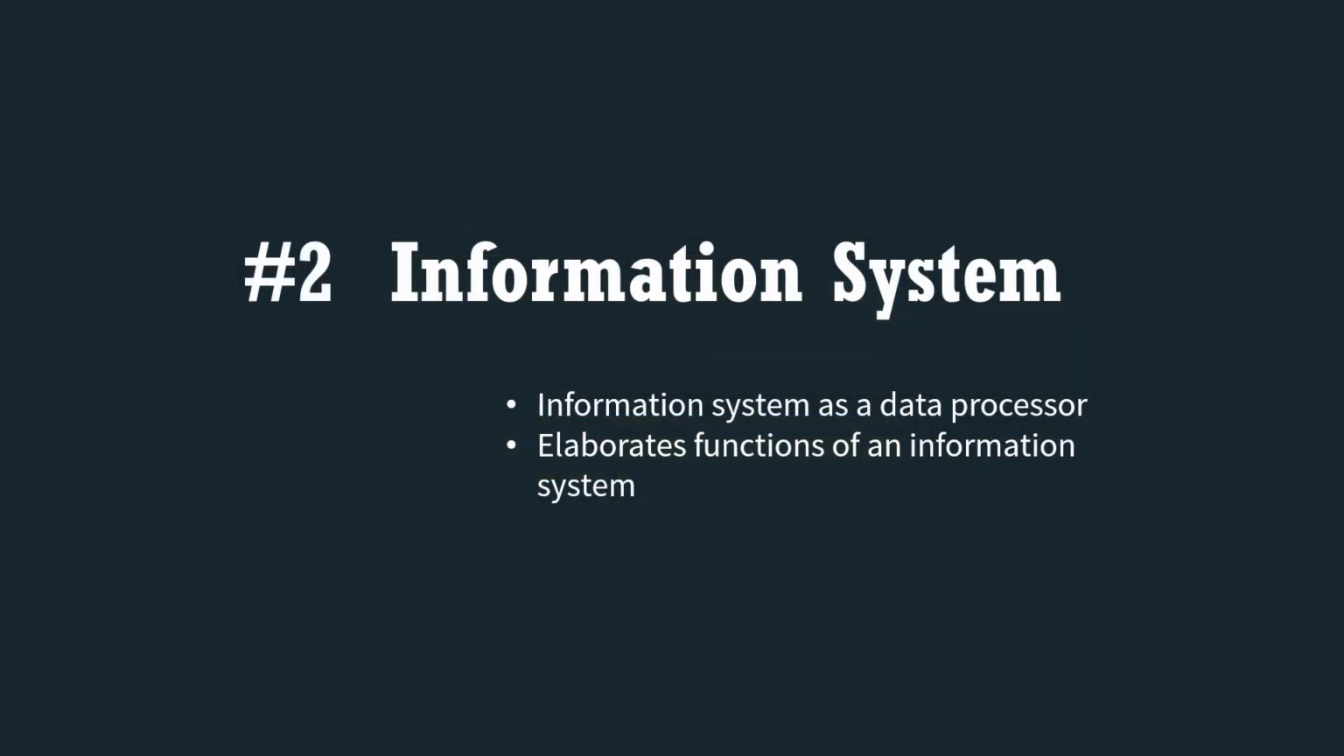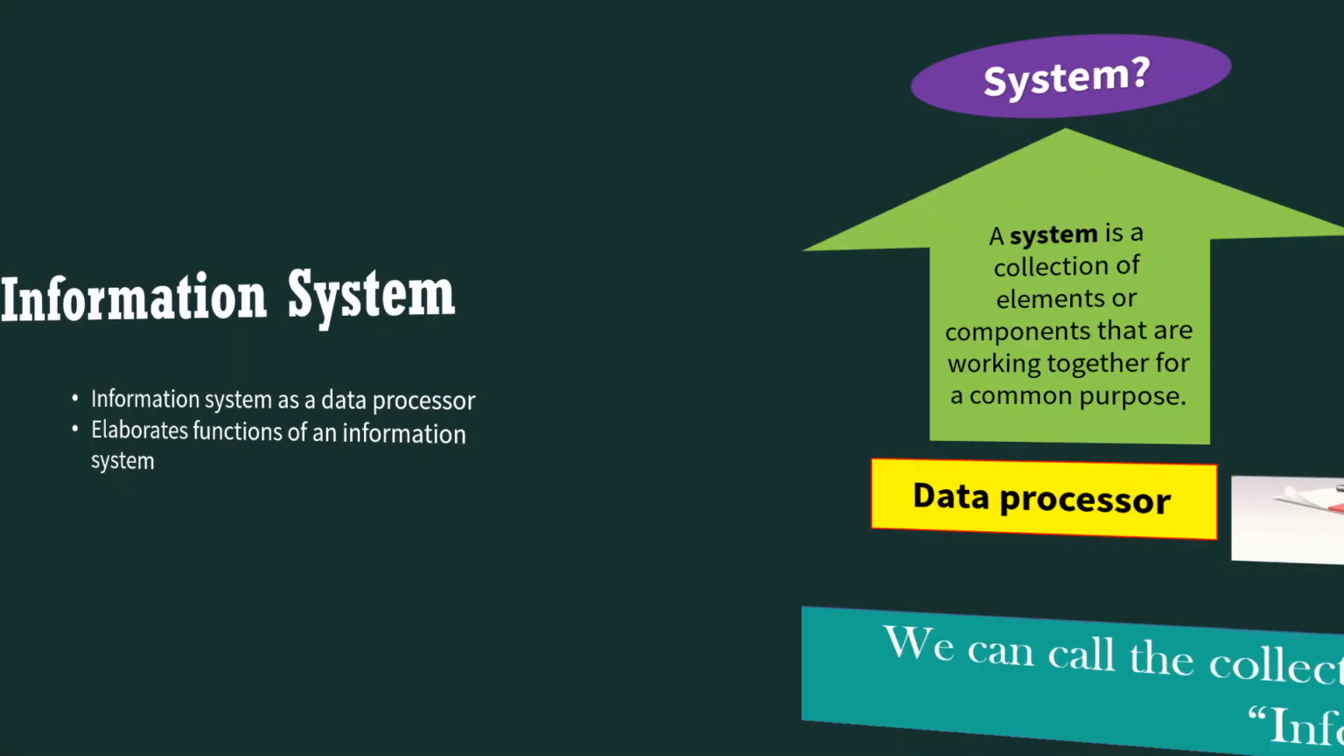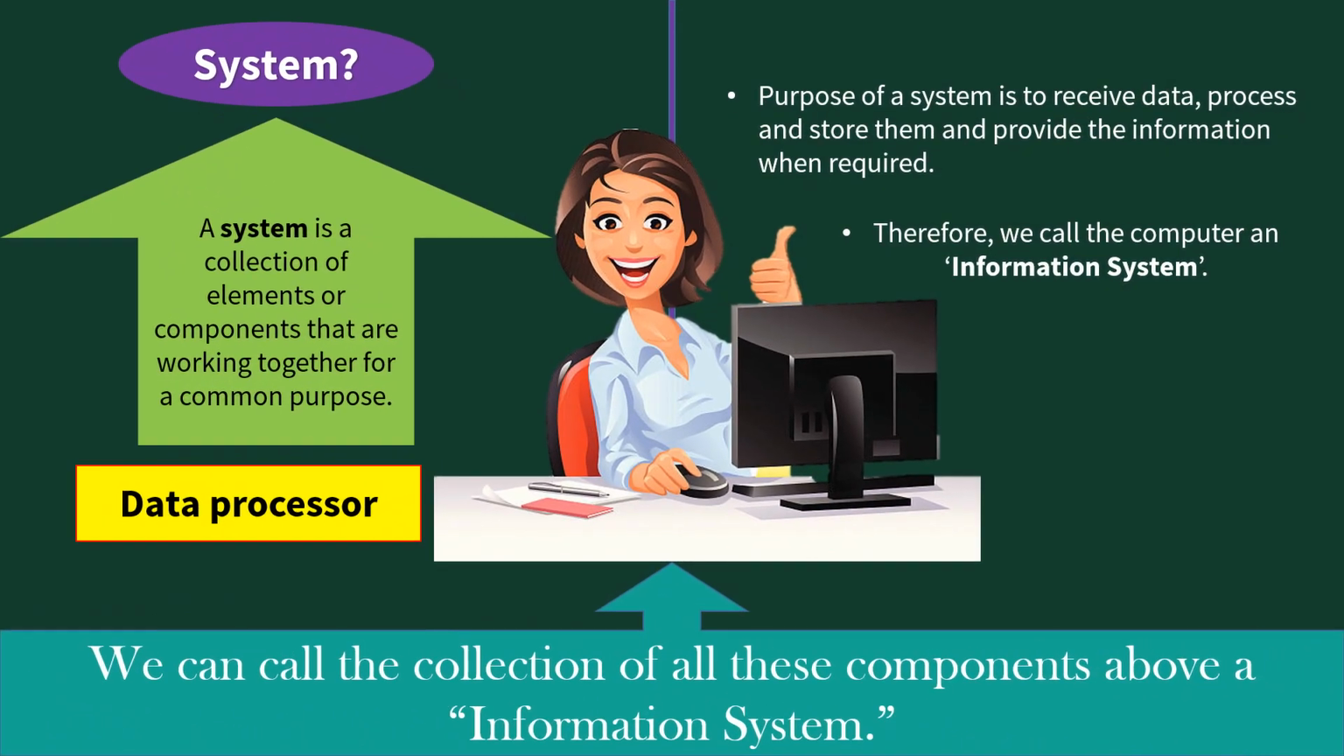Okay children, now it's time to learn what is an information system and how a computer becomes an information system. Now, what is a system? A system is a collection of elements or components that are working together for a common purpose. And here the purpose is to receive data, process and store them, and provide the meaningful information that we need.